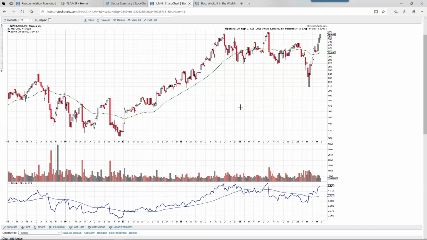ILMN, this has certainly been one of the stronger names. Look at this accumulation here across this area. Big count build after a climax. Notice the backup is very shallow here after a good rally up to resistance and then a beautiful uptrend.